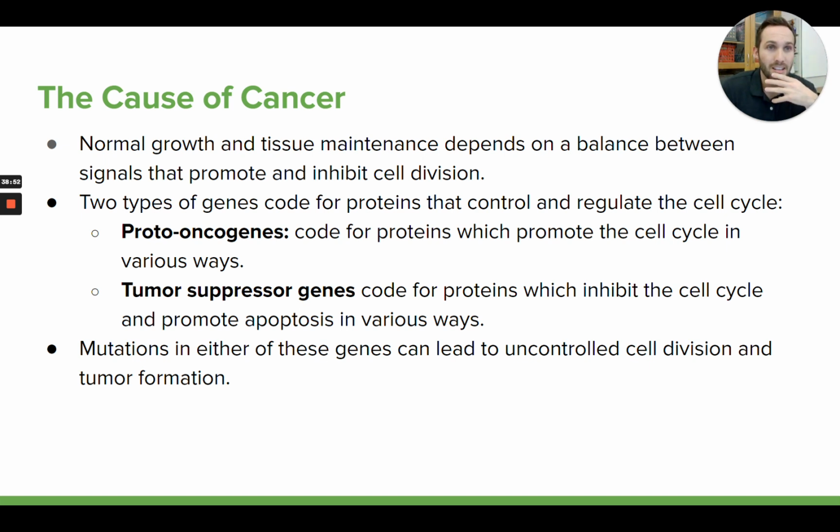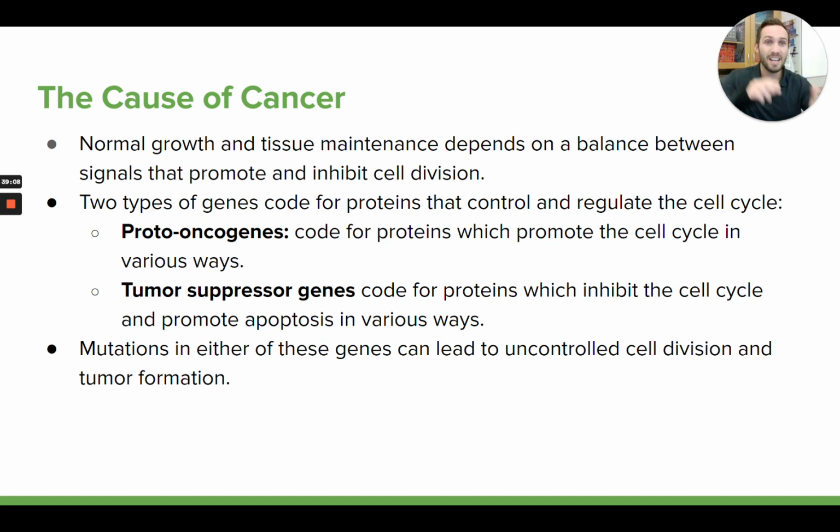That's a product of a proto-oncogene. That's a protein helping cells progress through the cell cycle, which is good. You need cells to divide, and you need proteins to do certain jobs to encourage cells to divide.